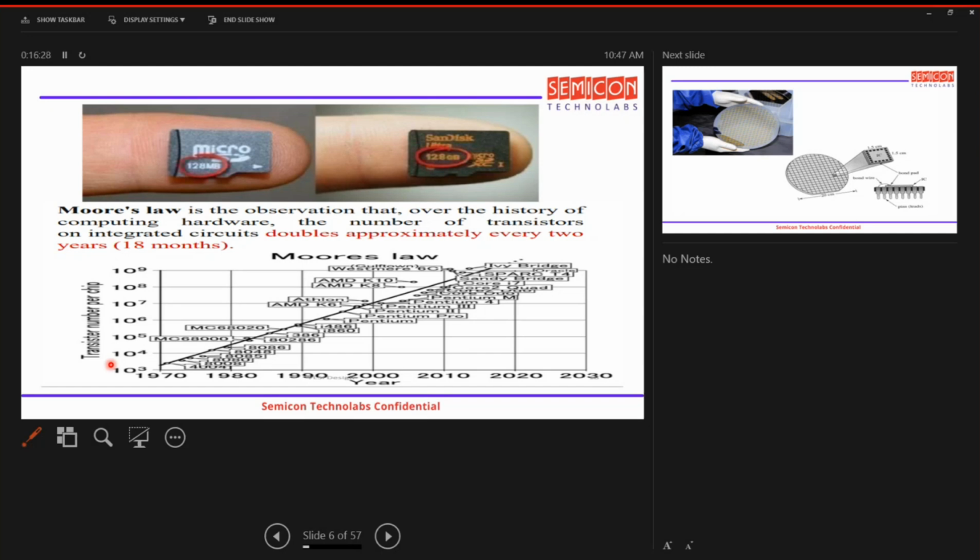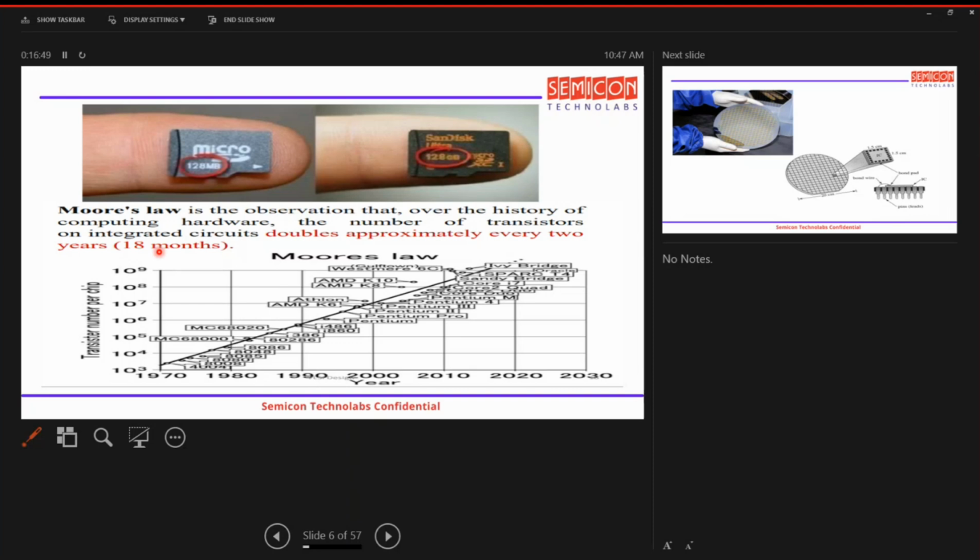This is nothing but Moore's law. Moore was an ex-employee of Intel, which is a very big company in the semiconductor industry. Moore's law is the observation that over the history of computing hardware, the number of transistors on integrated circuits doubles approximately every 2 years, or 18 months.